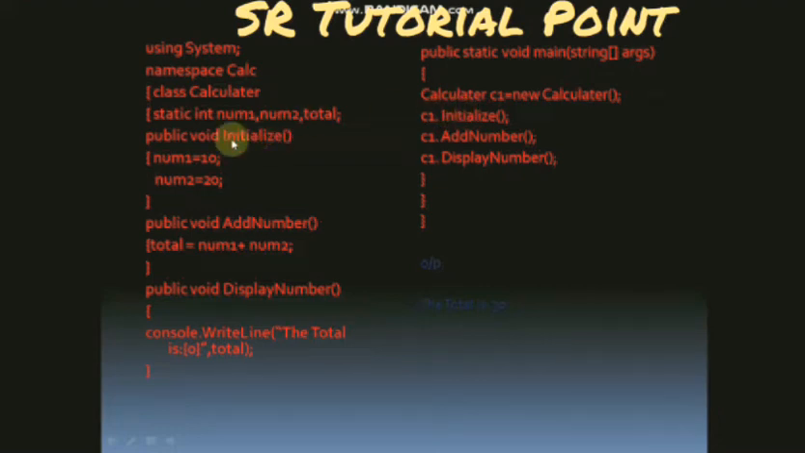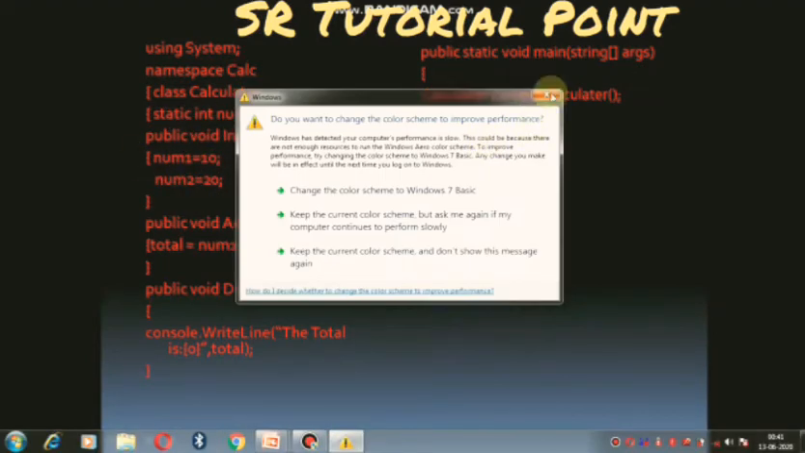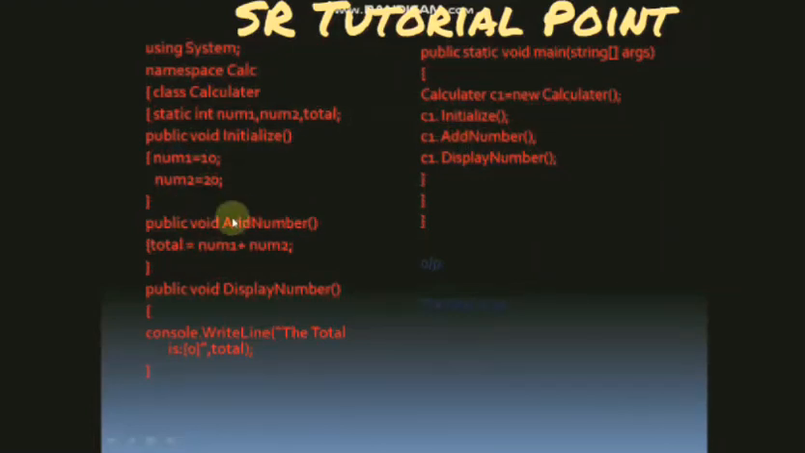First I invoke this function. What will happen? It assigns the values to the variables. Then I am invoking the AddNum function. What will happen? The operation will be performed and the value will be stored in this total variable. Then DisplayNumber. What will happen? Console.WriteLine will print the total is, then the value of the variable. That's all about this program.